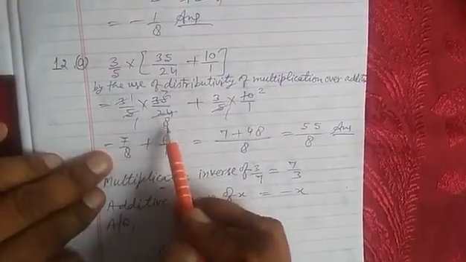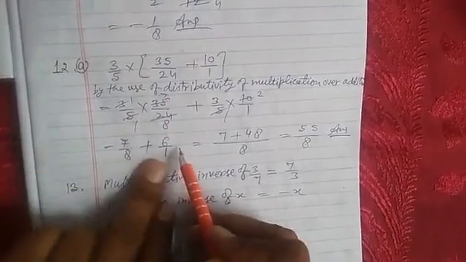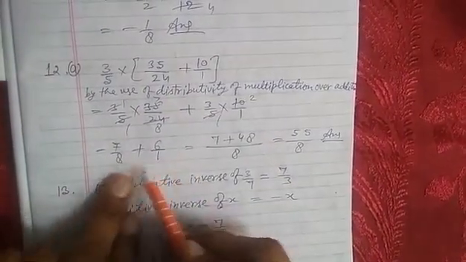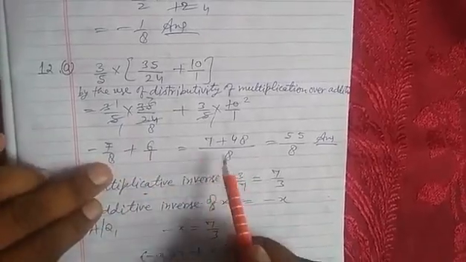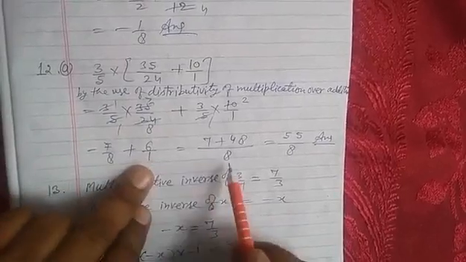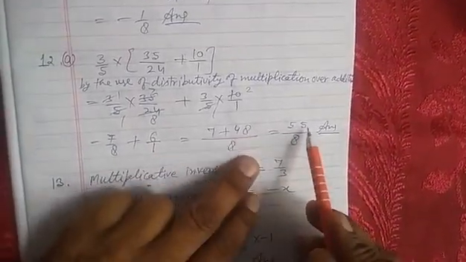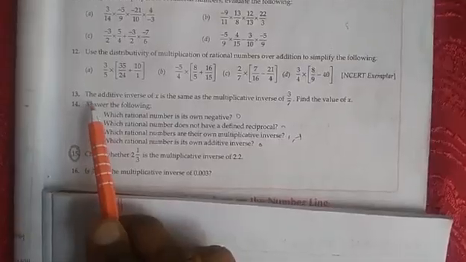3 1s are 3, 3 8s are 24, 5 1s are 5, 5 7s are 35, 7 upon 8 plus 5 1s are 5, 5 2s are 10, 3 2s are 6, 6 by 1. The LCM of 8 and 1 is 8, 8 1s are 8, 1 7 is 7, plus 1 8 is 8 and 8 6s are 48. 7 plus 48 gives 55 upon 8. This is the answer.